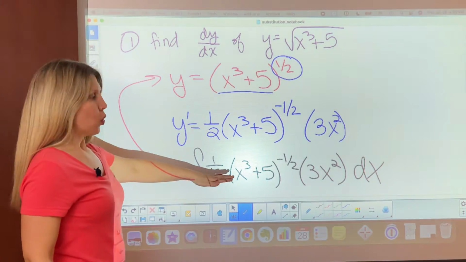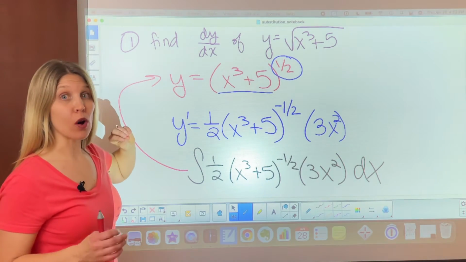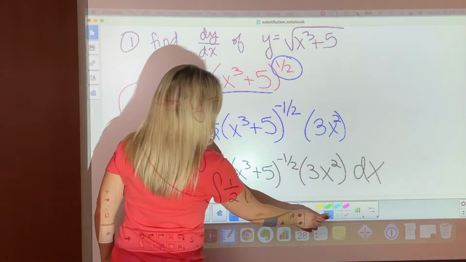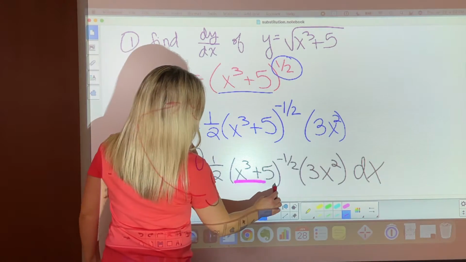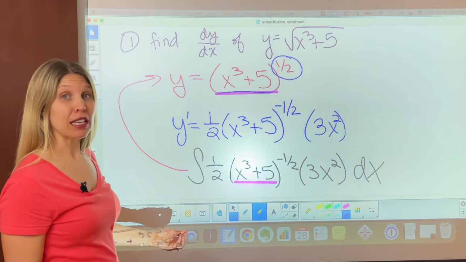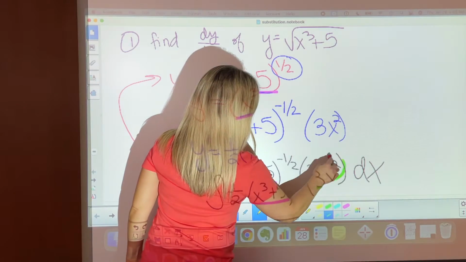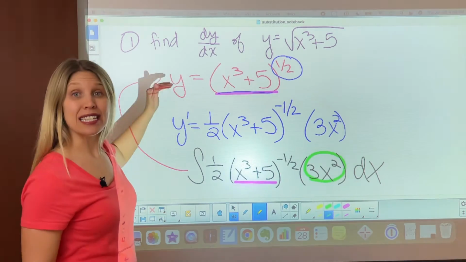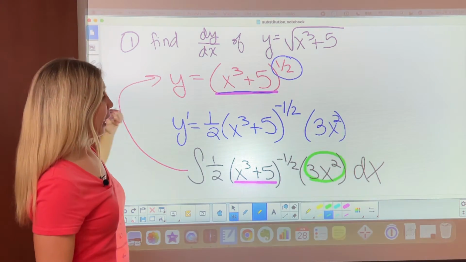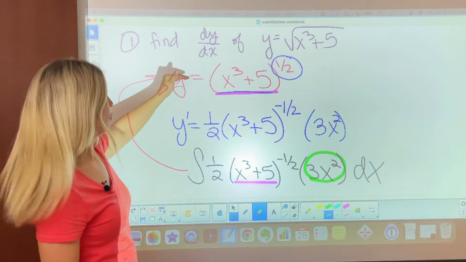Okay, what does this integral and the answer have in common, and what don't they have? So first of all, what they do have in common, they both have this inside piece. That x cubed plus 5 is there for both of them. Notice that the derivative of the inside piece does not show up in your answer. It has to be in the integral, but it does not show up in your original function answer.